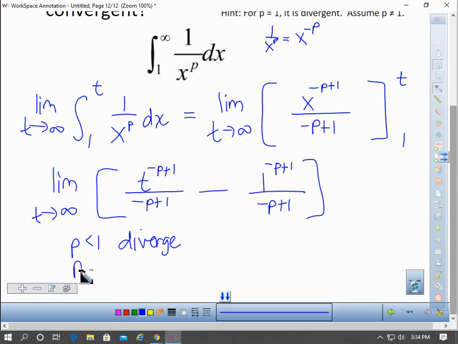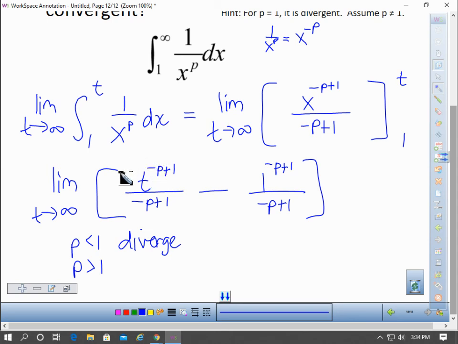Let's see what happens when we put numbers greater than 1 in there. Think about a number greater than 1. Let's pick 3. If I put a 3 in here, negative 3 plus 1 is going to be negative 2. So I'm going to have t to the negative 2, which, where is that going to take my t?